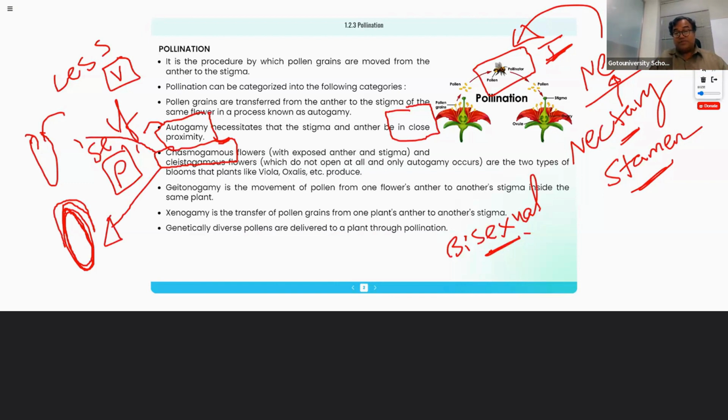In chasmogamy, there is a chance for cross-pollination, but with lesser probability, while the chance for self-pollination is huge. Both chasmogamous and cleistogamous come under autogamous. Again I'm repeating: in chasmogamous, the anther and the stigma are oriented in different directions, whereas in cleistogamous, both are closed or encapsulated in the same structure. So in this one, there is no chance of cross-pollination, only self-pollination. This one has a chance of cross-pollination, but the probability is less, and the chance for self-pollination is maximum.